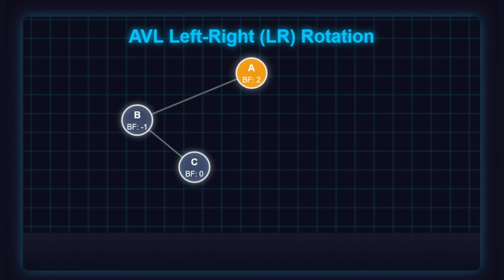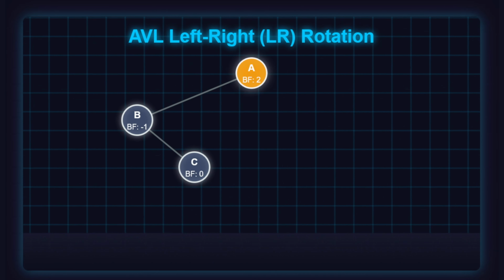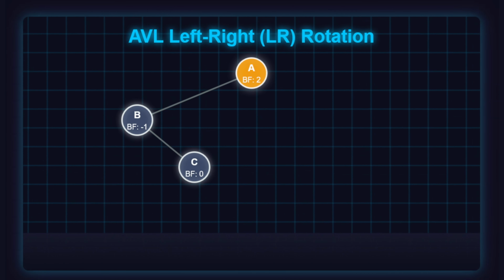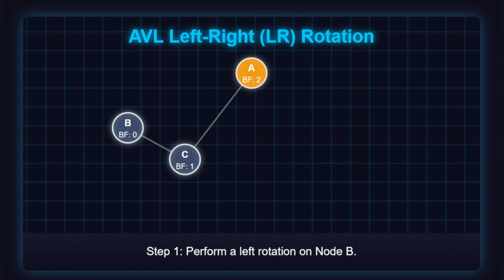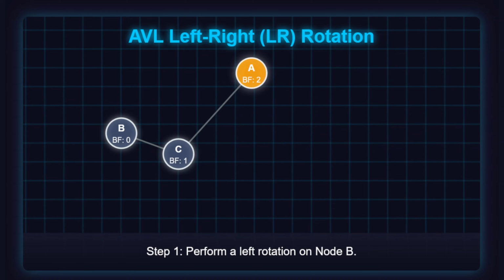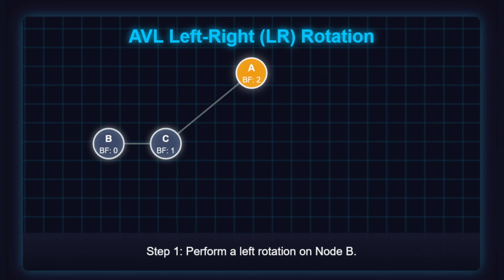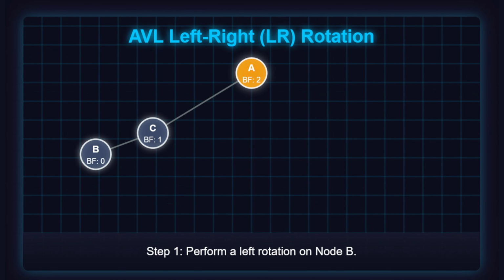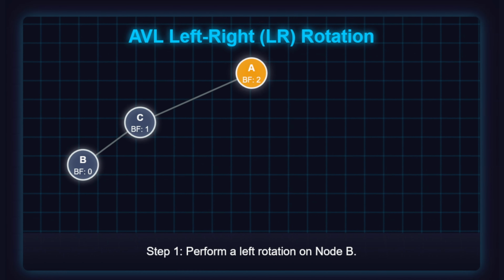The first rotation aims to convert this complex LR imbalance into a simpler LL imbalance. We'll achieve this by rotating the problematic BC subtree. The second rotation will then rebalance the main tree like a regular LL case. Step 1. Perform a left rotation on node B. This effectively rotates the BC subtree. Watch as node C moves up to become the new root of this subtree, and node B becomes its left child. After this step, the overall structure under A now resembles an LL imbalance, making it ready for the second rotation.